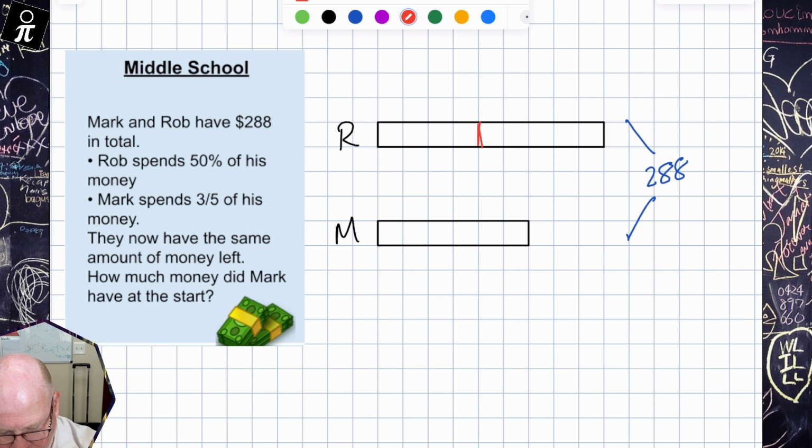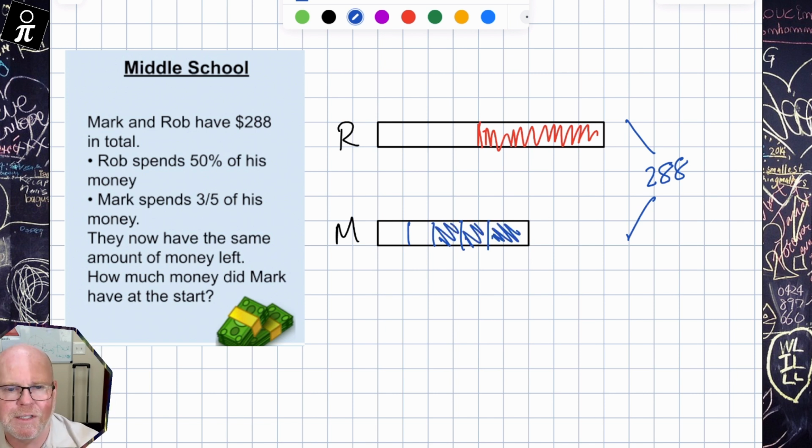So what does that look like? There you go. He spends 50% of his money. Now, Mark spends 3/5 of his money. They now have the same amount. So I could see, okay, 1, 2, 3, 4, 5. So if Mark spends 3/5 of his money, they now have the same amount.